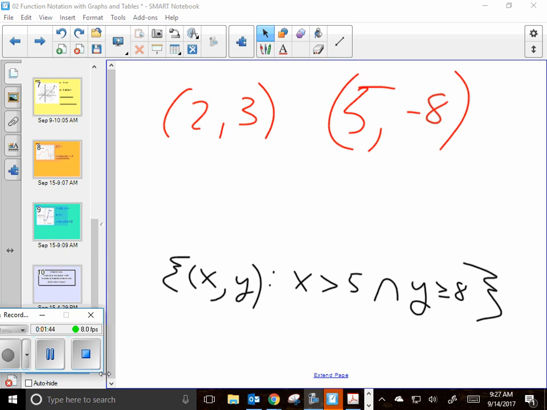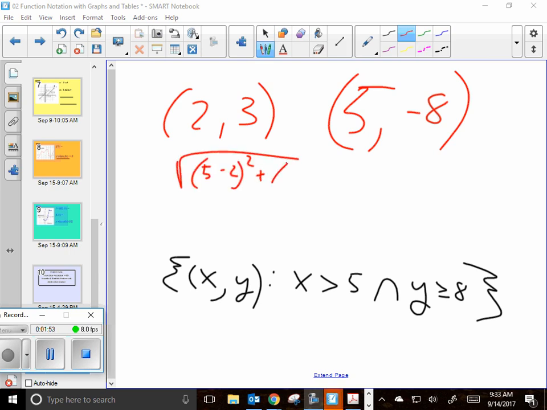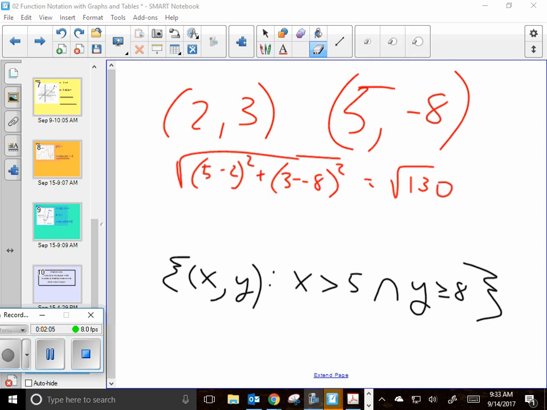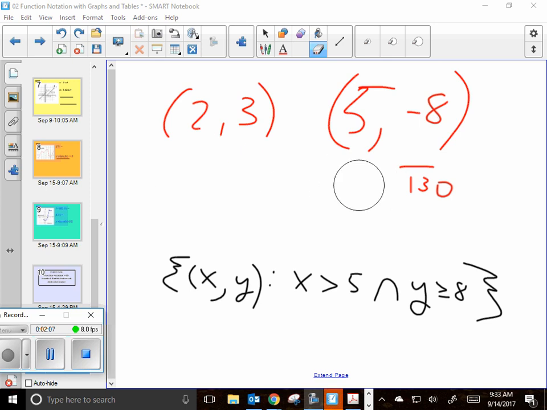All right. Okay, so the distance for this puppy would be the square root of 5 minus 2 squared plus 3 minus negative 8 squared, which comes out to the square root of 130. I'm going kind of fast because I already explained that off the video, but I just want to show people that hadn't seen that yet how to do the distance.